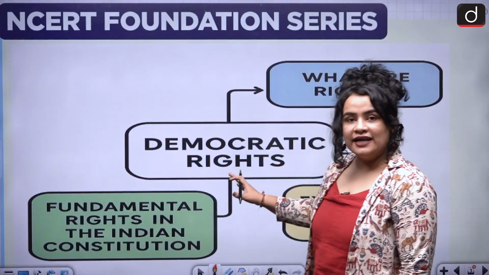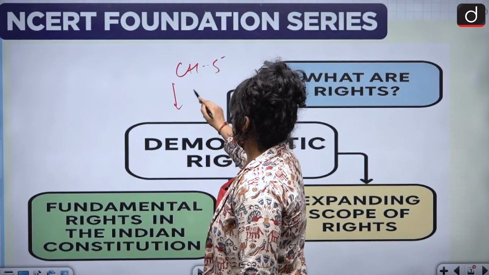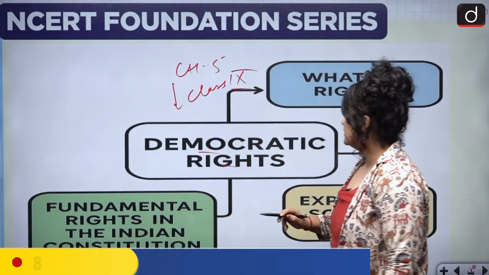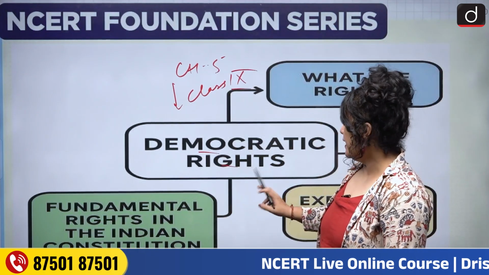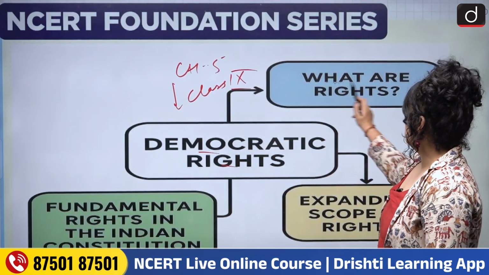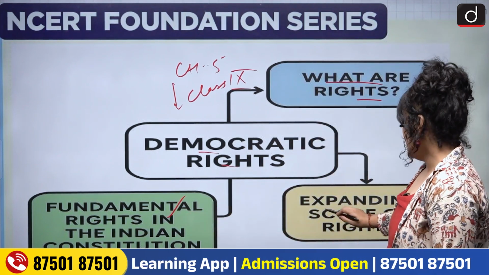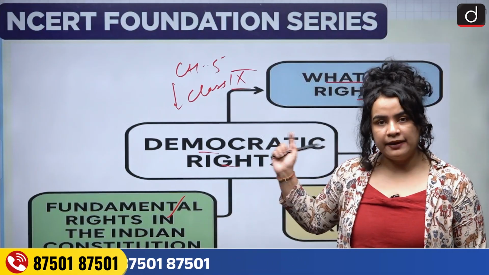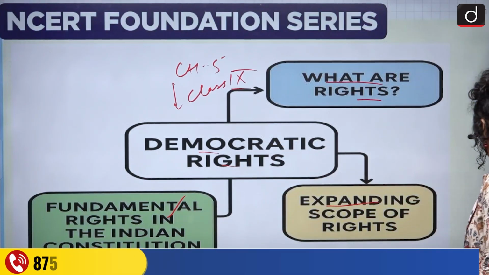So, this is a quick glance for you. This is the final chapter, Chapter 5 of your Class 9 NCERT. It's titled Democratic Rights. These are the broad topics that we are going to be covering today in the form of MCQs: what are rights, fundamental rights in the Indian Constitution, and finally the expanding scope of rights. And with the help of the MCQs that we'll be discussing, your chapter would be covered.